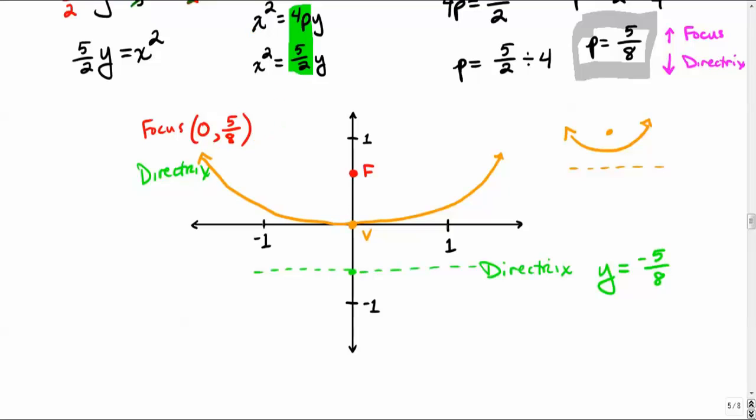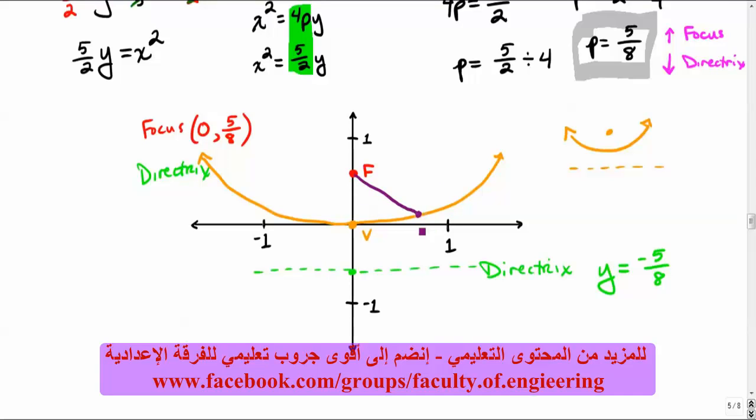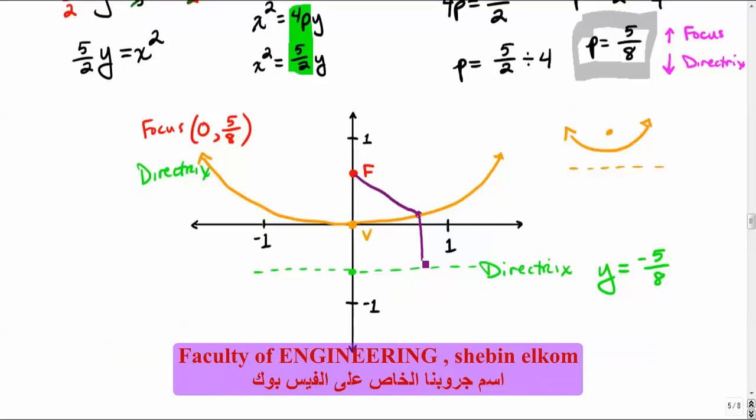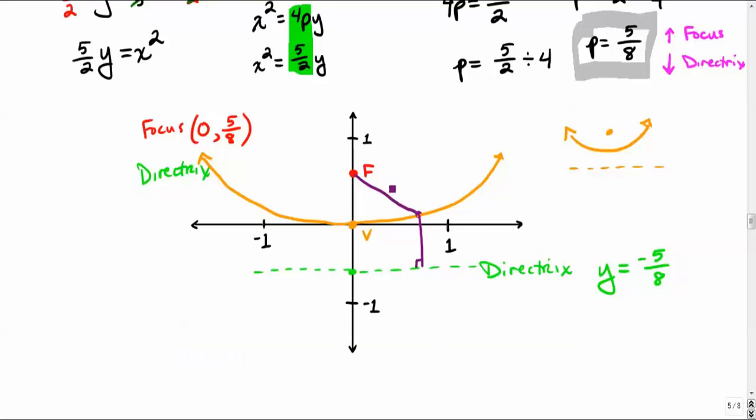And again, the whole idea behind this is that if you pick any point on that curve, on that parabola, this distance from the focus to that point is the same as this distance from the directrix to that point at a 90-degree angle. So I didn't draw it particularly well, but hopefully you get the idea. Again, if this is, you know, some value C, then this is some value C. So there you go. That's how to find the focus and directrix.